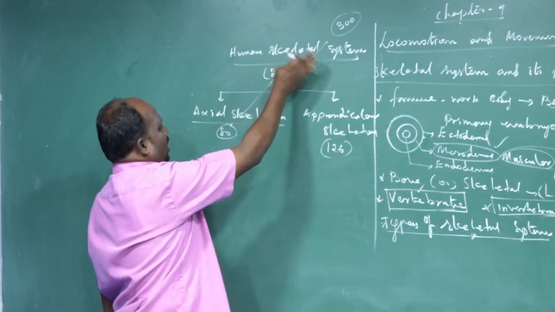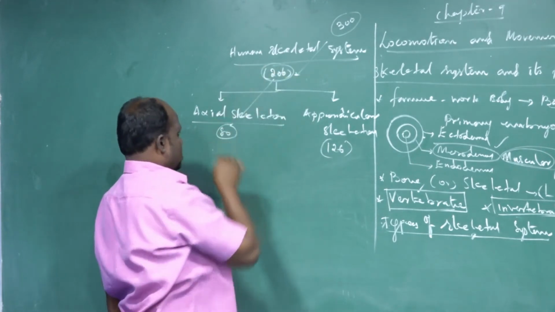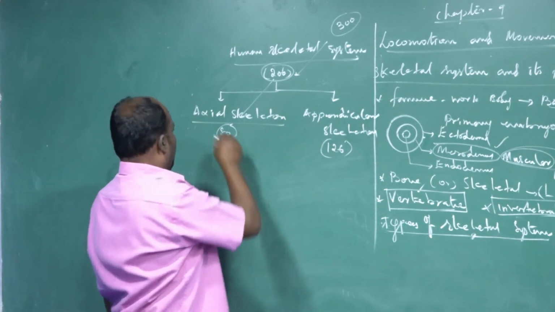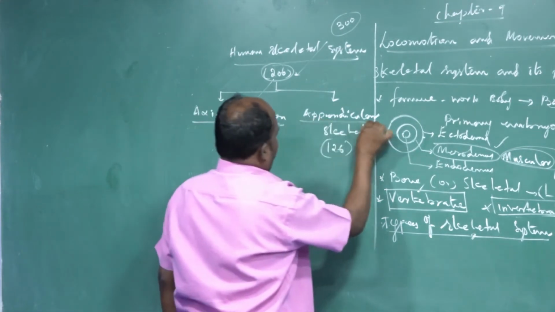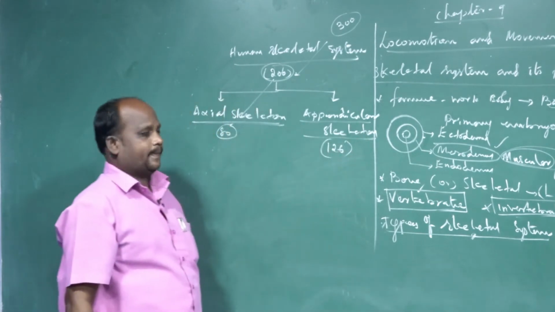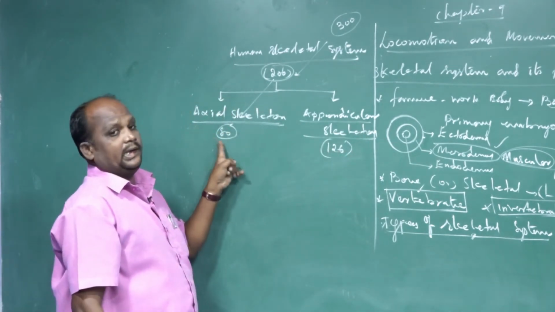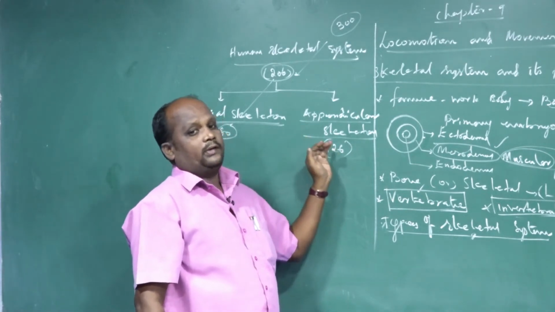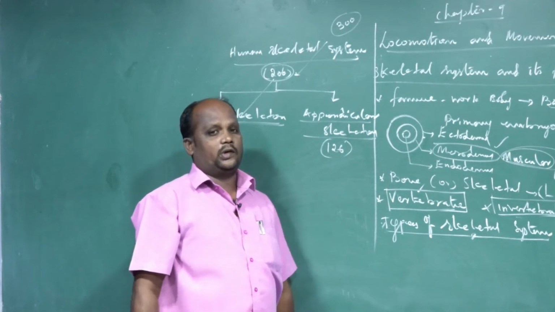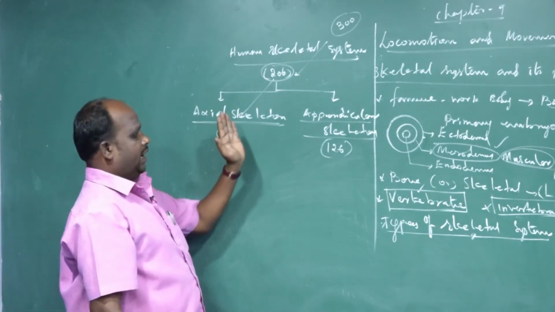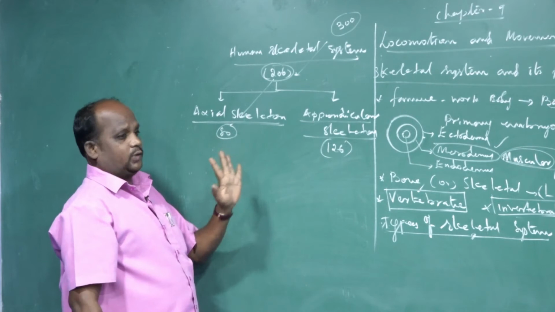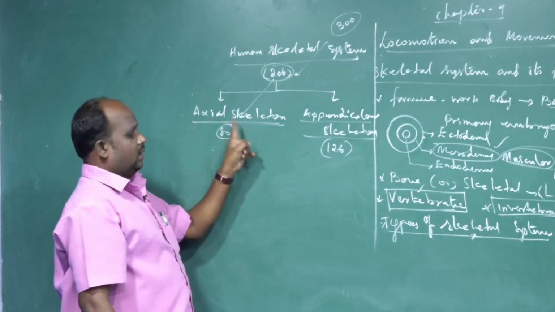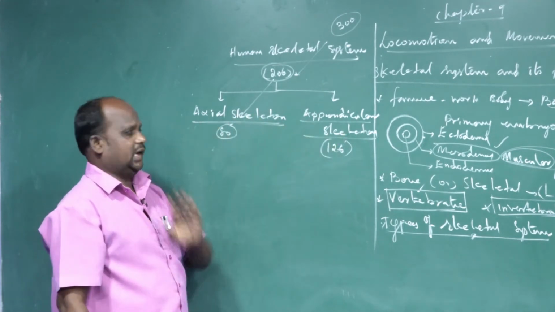Now, the adult human body may present 206 bones. The 206 bones are further classified into two categories. One is the axial skeleton, the second one is the appendicular skeleton. The axial skeleton has 80 bones, the appendicular skeleton 126. Now the entire human body may be classified into two parts. Which bones are called axial skeleton, and which are called appendicular skeleton?